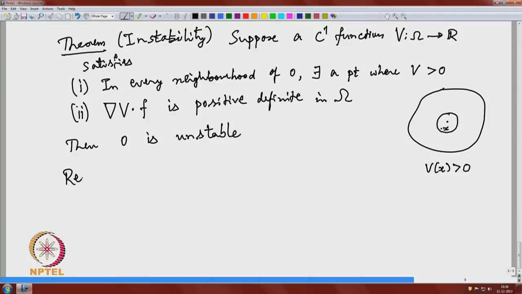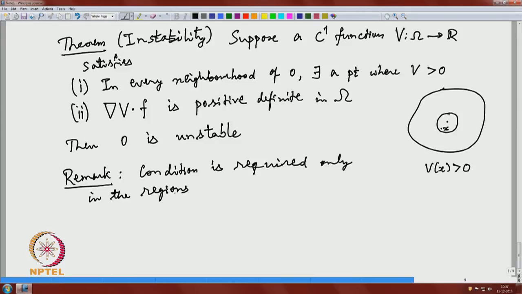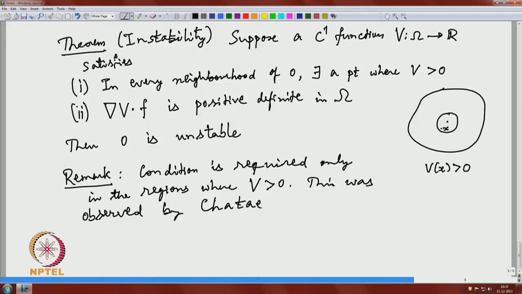So, remark, I will just write what I said now. Condition 2 is required only in the regions where V is positive. So, this was observed by Russian mathematicians. I might have misspelled the names, but this is okay.